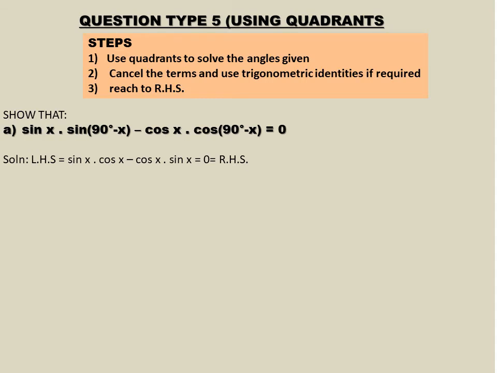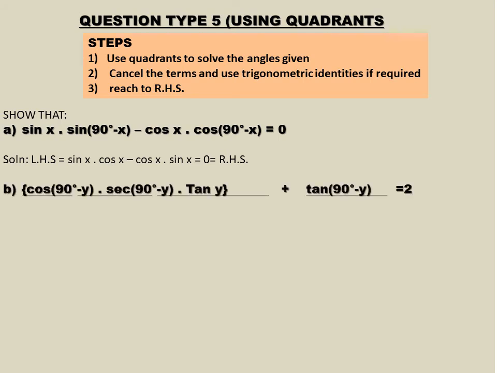Next, minus will come as minus. Cos x will be already simplified, so cos x will be cos x. Cos of 90 minus x will become sin x positive, because again in the first quadrant. 90 minus x means less than 90, again in the first quadrant, so it will be positive. Right? So this will become sin x into cos x minus cos x into sin x. Obviously, they will cancel each other and you'll get the answer 0, which is equal to right hand side. So they are equal to each other, hence proved.